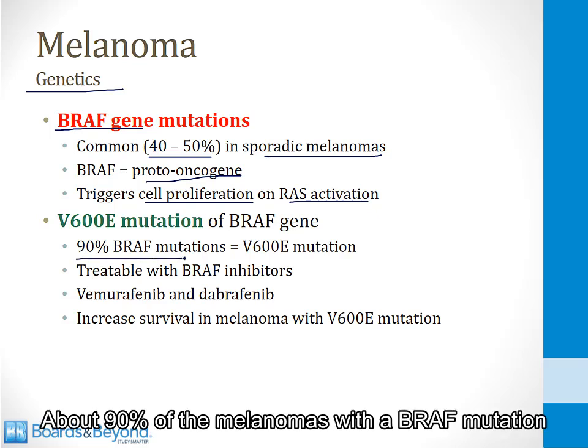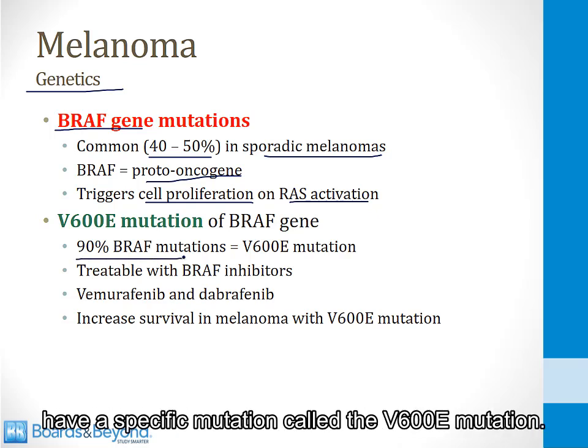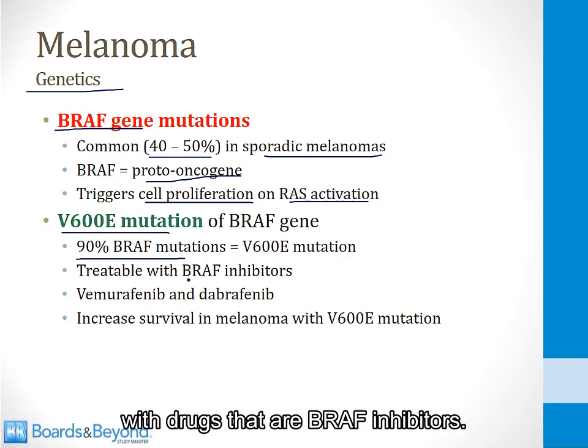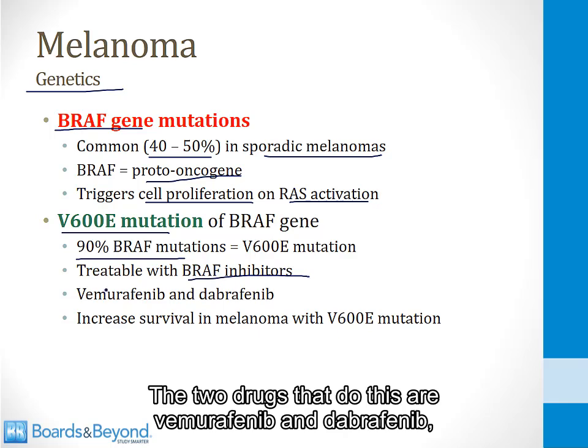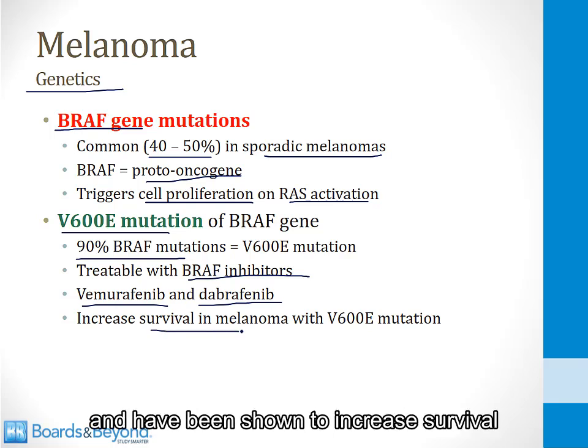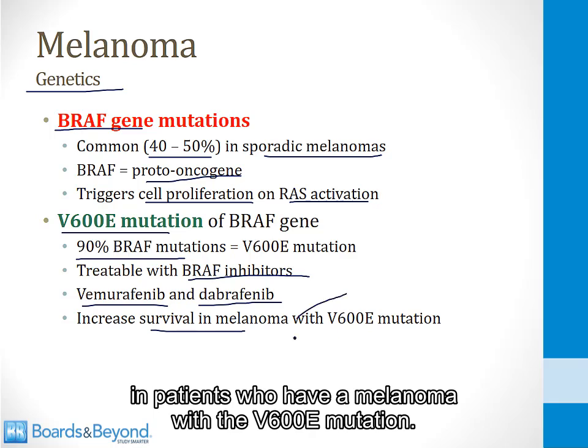About 90% of the melanomas with a BRAF mutation have a specific mutation called the V600E mutation. And among tumors that have the V600E mutation, those can potentially be treated with drugs that are BRAF inhibitors. The two drugs that do this are vemurafenib and dabrafenib, and both of them inhibit BRAF and have been shown to increase survival in patients who have a melanoma with the V600E mutation.